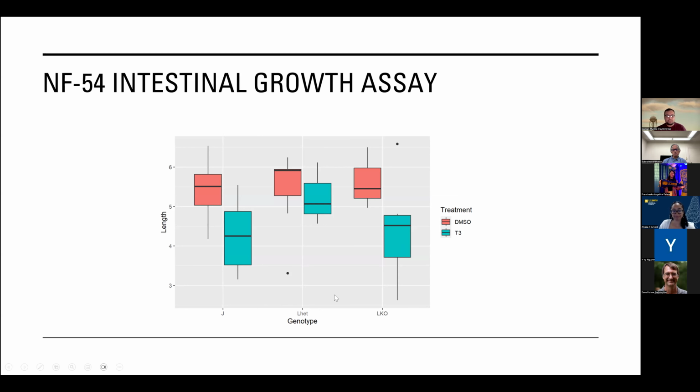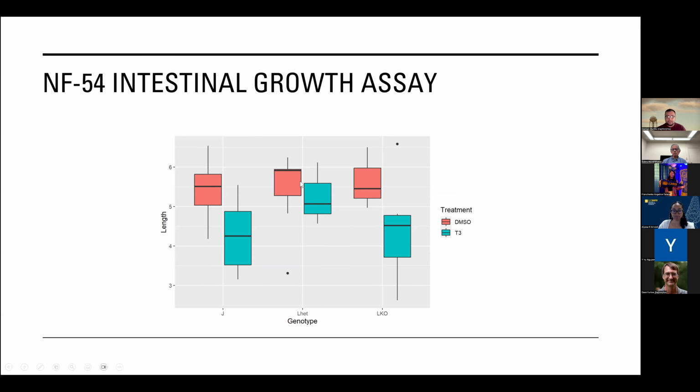So if we look at the J strain with DMSO treatment, that's kind of the standard. And then with introduction of T3, so we did 10 nanomolar T3 over a 2-day span, there's a clear reduction in intestinal length. What happens during metamorphosis is the intestine has to go from the larval intestine to the adult intestine. The larval intestine is much, much longer. It has a bunch of coils that it coils in on itself. And then over metamorphosis, it slowly condenses into the adult intestine, which is much shorter.